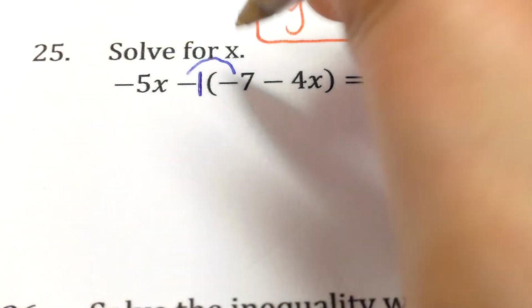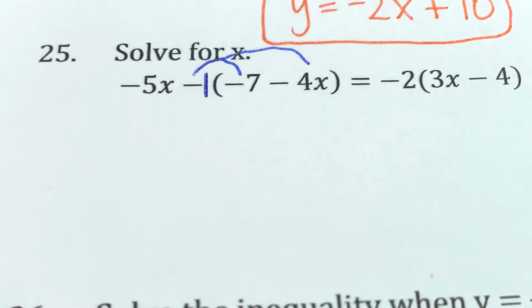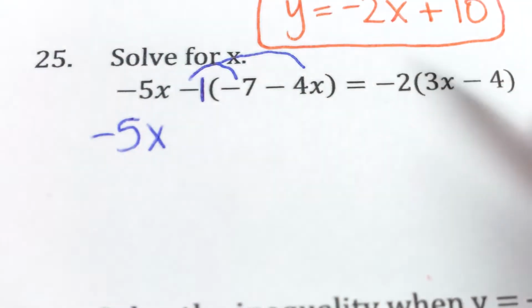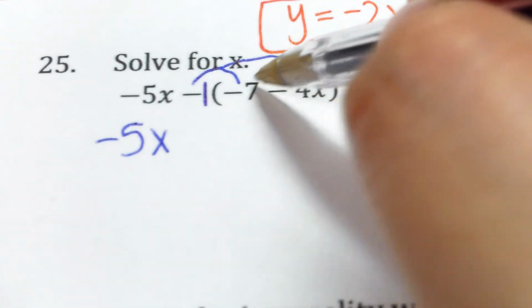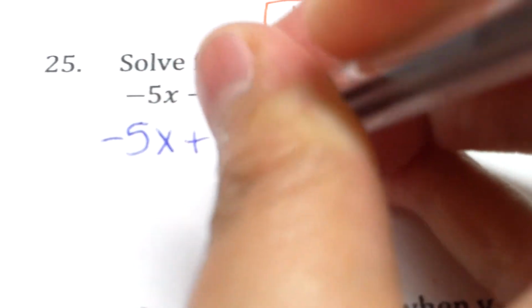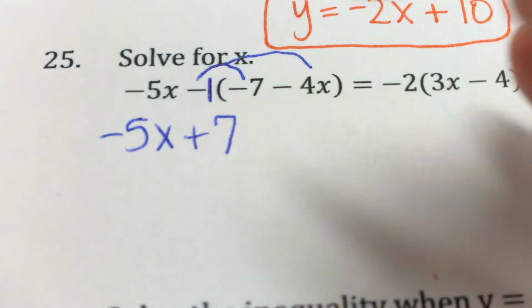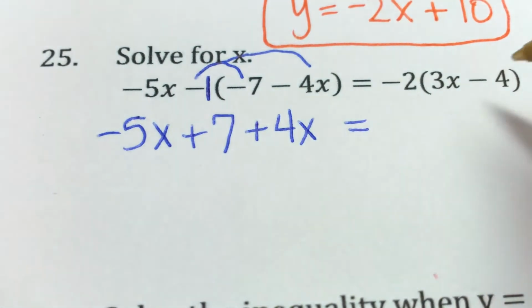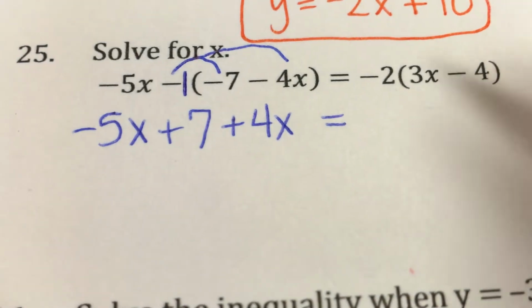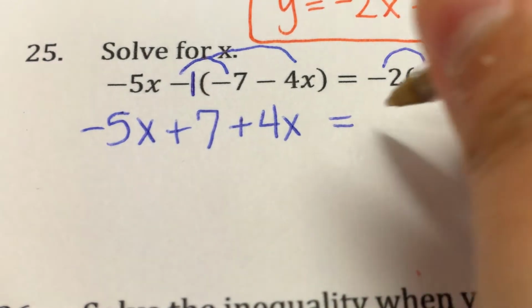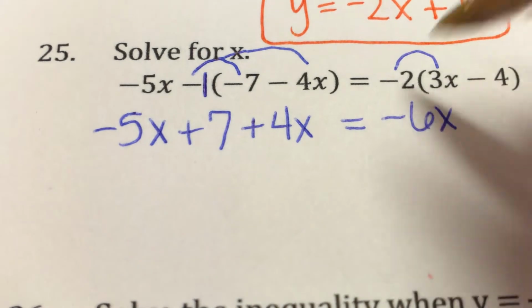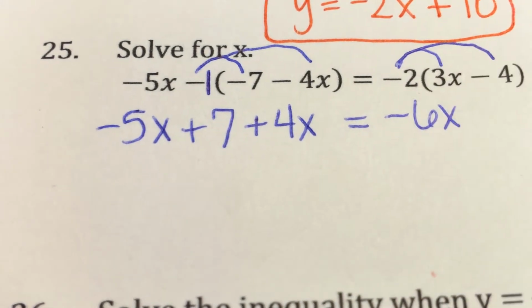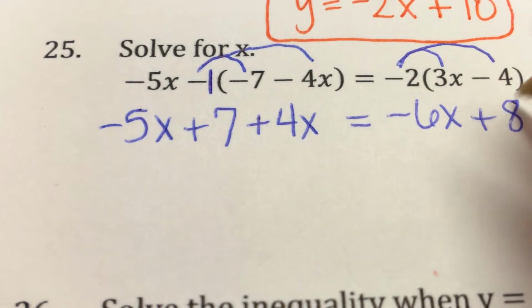So -1 times -7, and then -1 times -4x. This -5x, leave it alone. -1 times -7 is +7, because a negative times a negative is a positive. -1 times -4x is a +4x. Distributive property here as well. Negative 2 times 3x is negative 6x. And then negative 2 times negative 4 is positive 8.